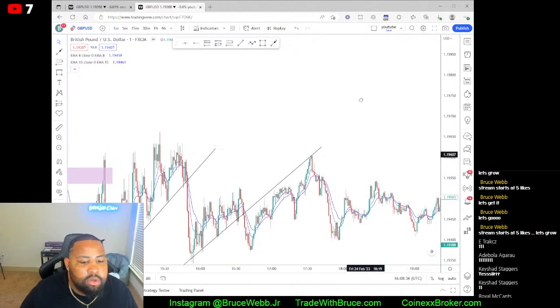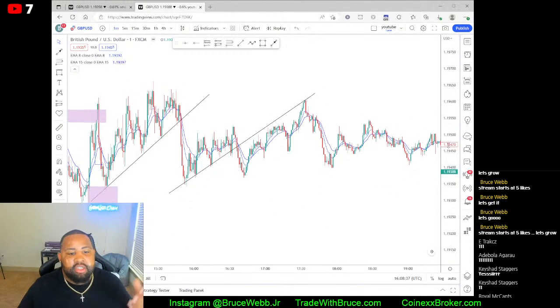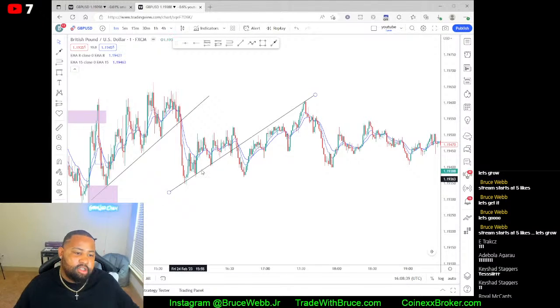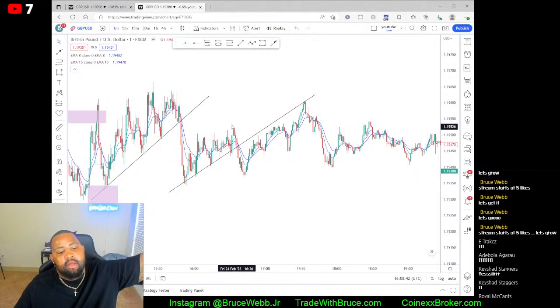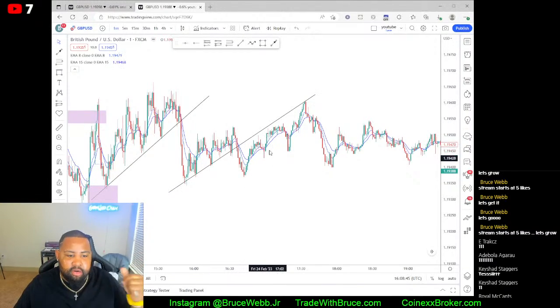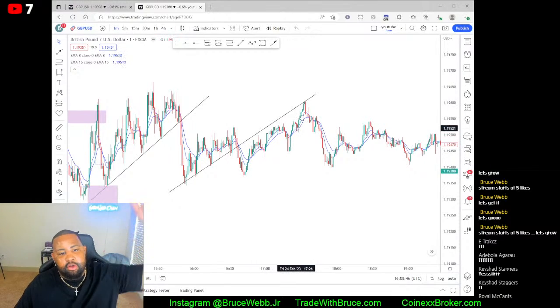No, it's more so use it as confirmation. Okay, cool. We got a trend line here. It's respecting up. The minute it broke, I expect it to start respecting down, but it's still going up.